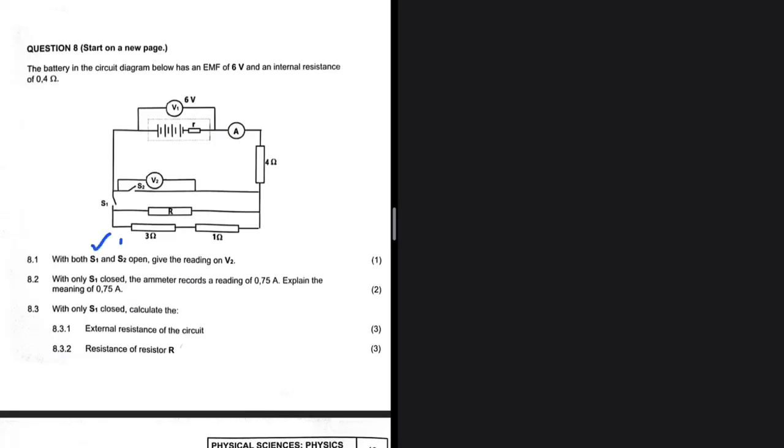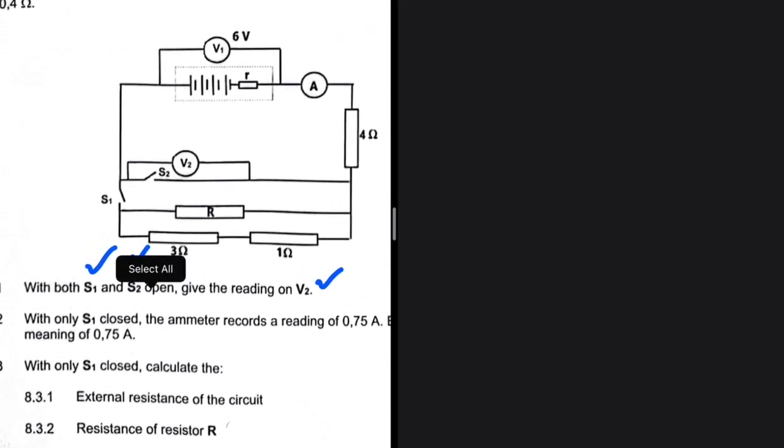If switch S1 and S2 are open, give the reading on V2. When that is the case, let's look at S1. There won't be any current flowing in this direction. And when S2 is open, there won't be any current flowing in that direction. Why do I say so? The only path is the voltmeter, and no current can flow through that voltmeter. What V2 will be reading is the EMF, which is 6 volts.